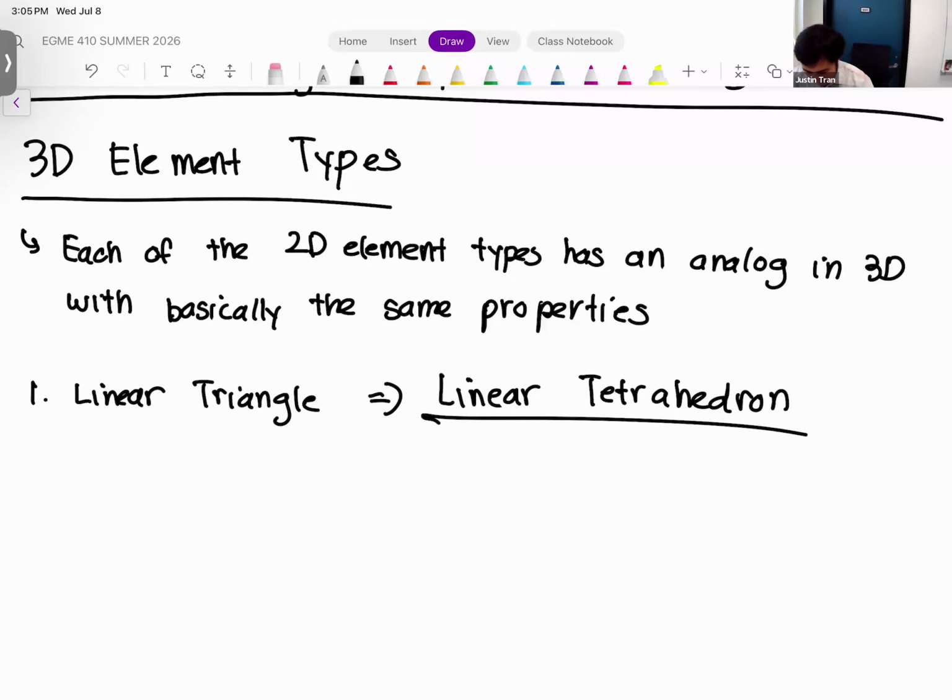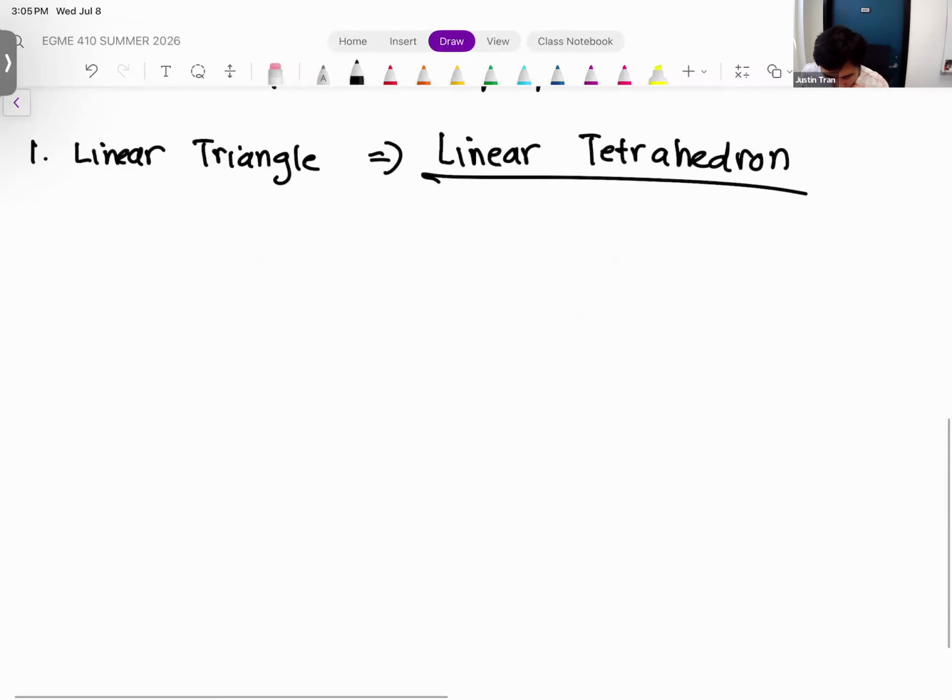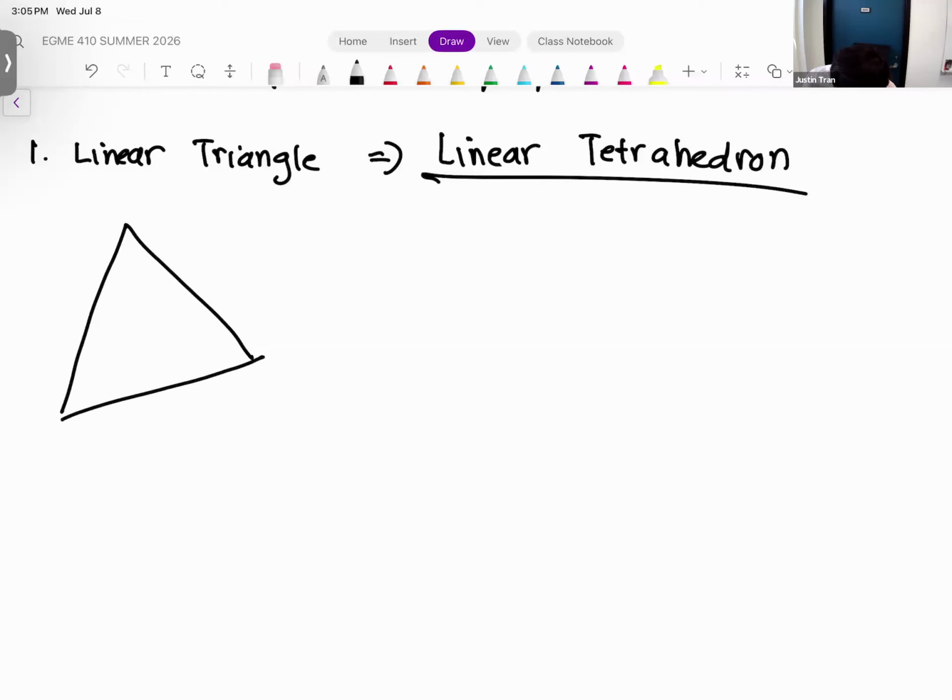Okay, so let's start with that. So the tetrahedron, like I think I mentioned last week, is essentially a four-sided pyramid. Right, so the pyramid has four sides and also four corners, and so we can count them out here. Right, so those are our four nodes.